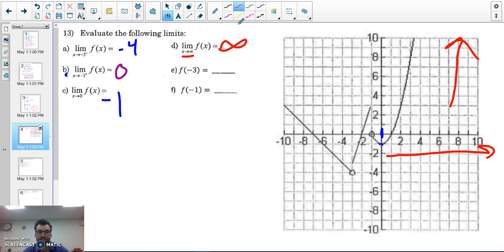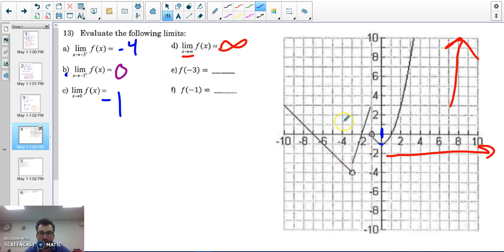E. Find f of -3. Remember, f of -3, I'm looking for what is the value of y when x equals -3. F of -3 has nothing to do with the limits, and everything to do with the value of the function at that particular input.